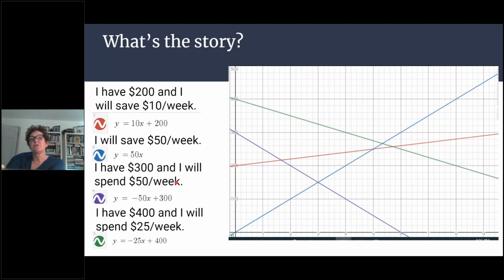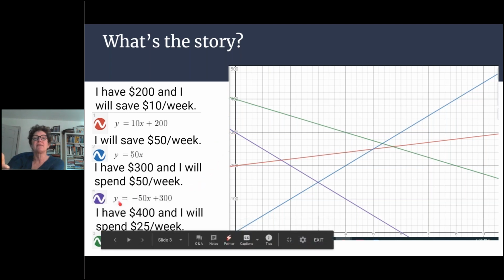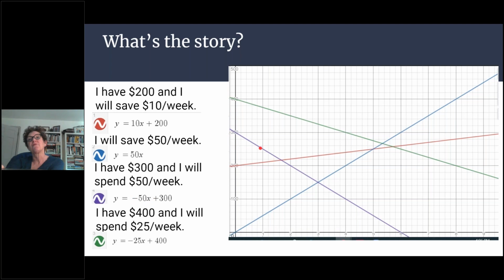I have $300 and I will spend $50 a week. So that looks like the 300. And then because I'm decreasing, notice that this rate of change here is negative. So I'm decreasing $50 every week.